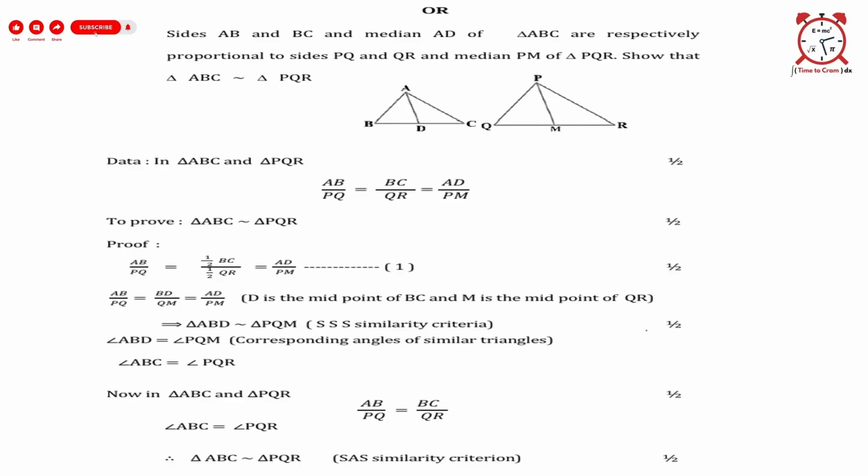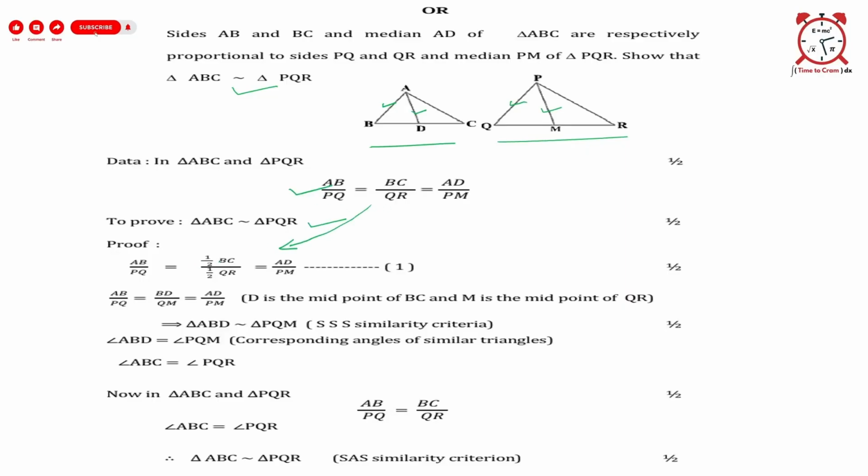Next question, again this question is in the internal option of the previous question. Sides AB, BC and the median AD are respectively in proportion to PQ, QR and median PM. We have to prove that triangle ABC is similar to triangle PQR. So this is the data given here. We have to prove these two triangles similar. So let us use this similarity here.